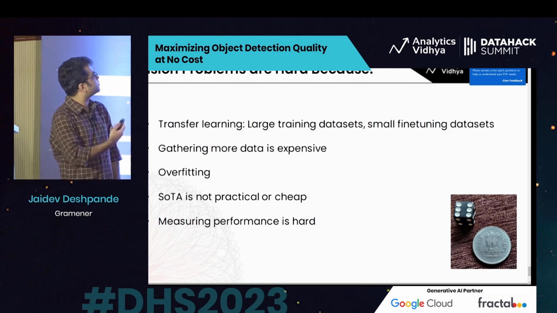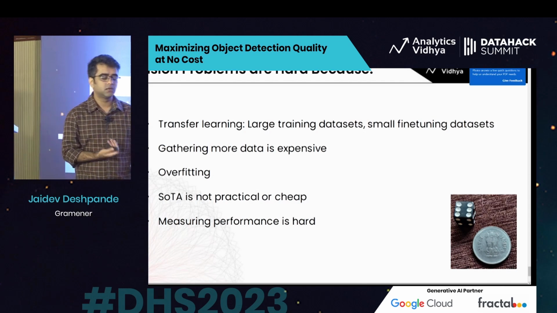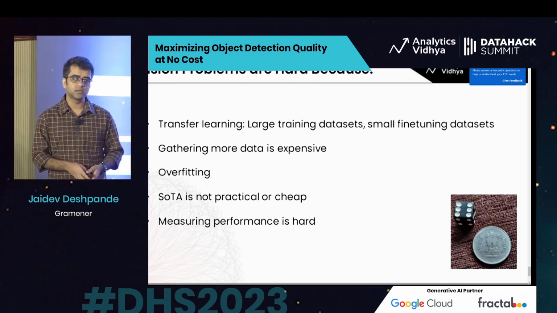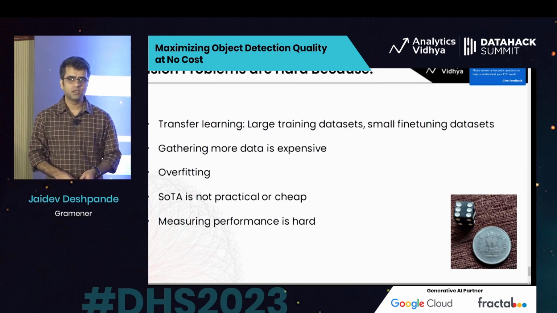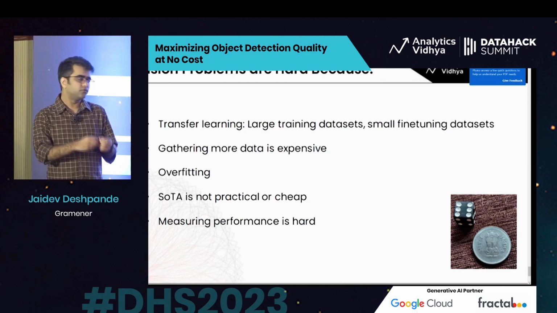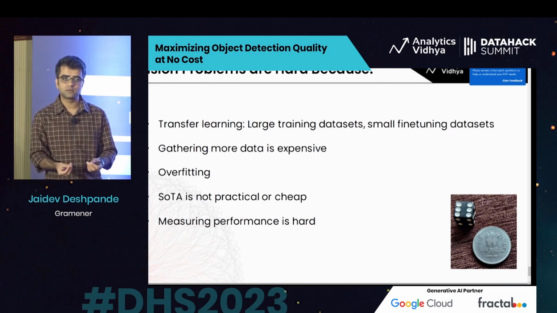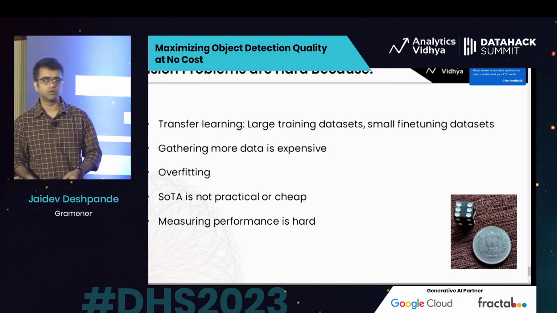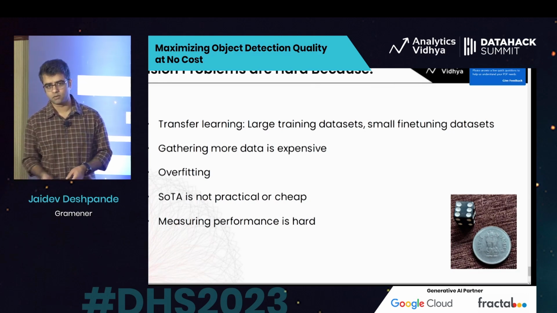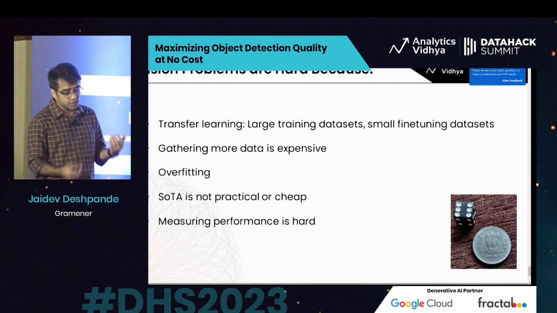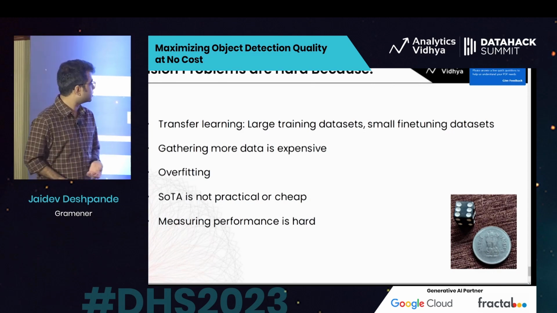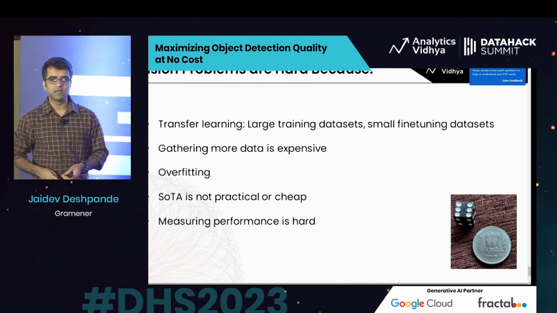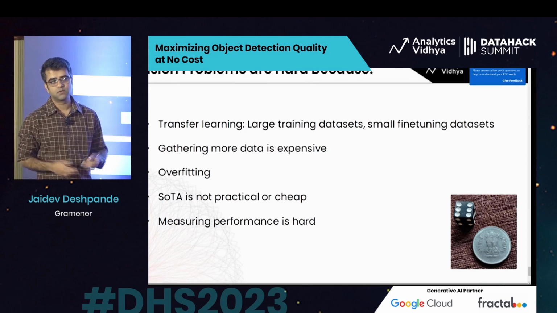So this is the problem, right? Large data sets are used to train these models, but when you're typically using them for very specific fine-tuning problems, if you get a few hundred images for a given problem, that's actually enough, and that's pretty much all that you're going to get. Annotating data is incredibly difficult, right? Getting more data is expensive. It's easy to overfit, and measuring performance is hard. Because when I say that something has a mAP or IoU of 0.7, what does that really mean?